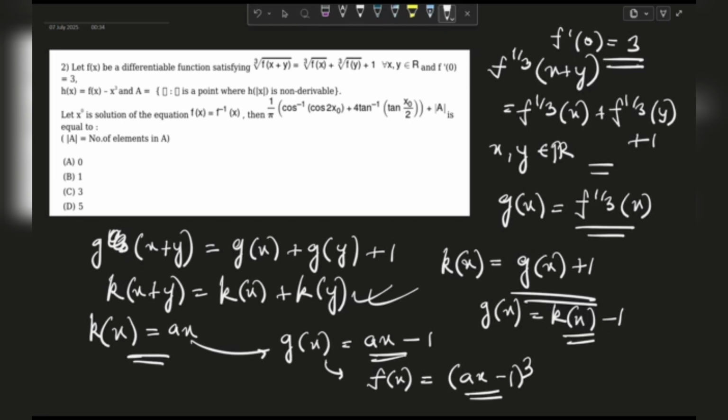That's it. And now let's use this small condition. We'll differentiate this equation one time and see. Let's do that.